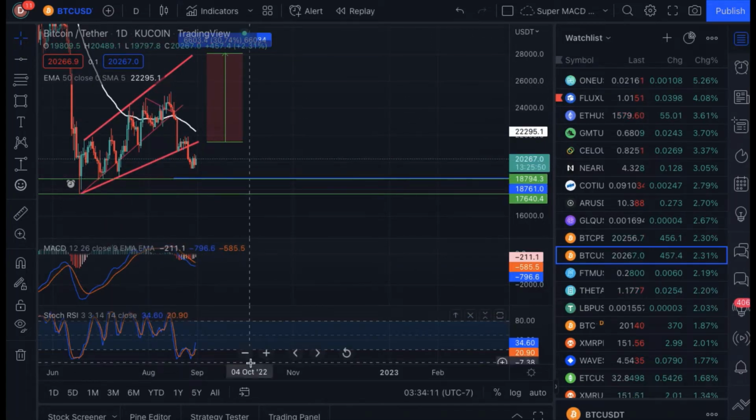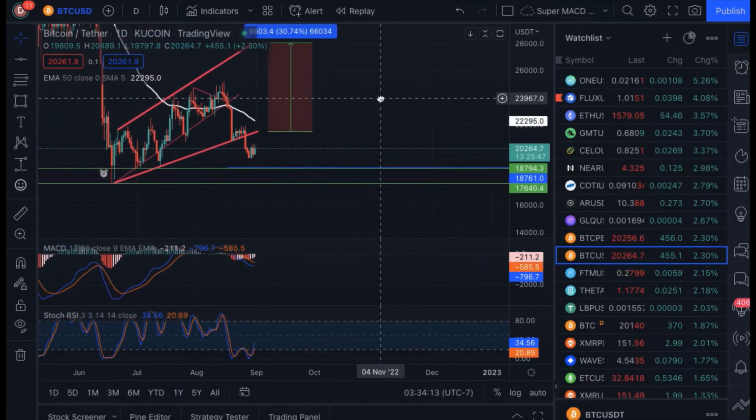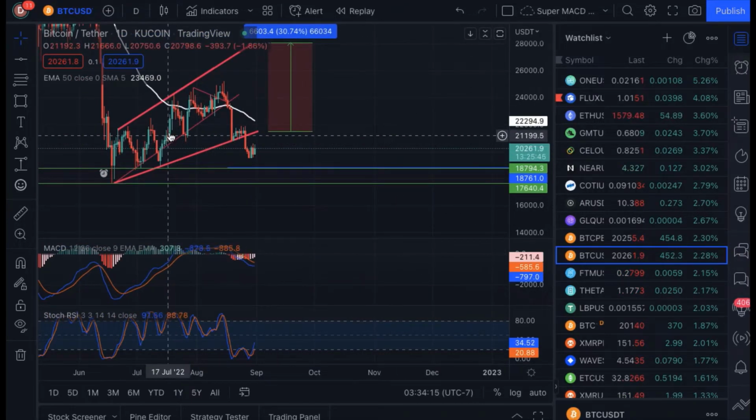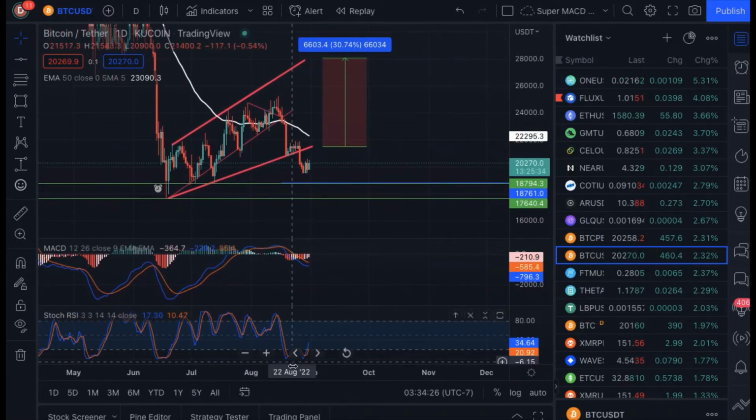People always want to buy. They always look and see green and say, okay, it's going to keep going up. And you can see here it did keep going up, but what's the safest bet? Not financial advice, but you know, this is not gambling.